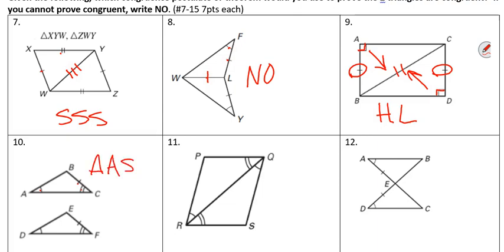Number 11, we have a shared side. We're going to put a tick mark on that. So we have angle, side, angle. On the next one, we have vertical angles, so we're going to go ahead and mark those with our arcs, showing that they are congruent. And again, we have angle, side, angle.